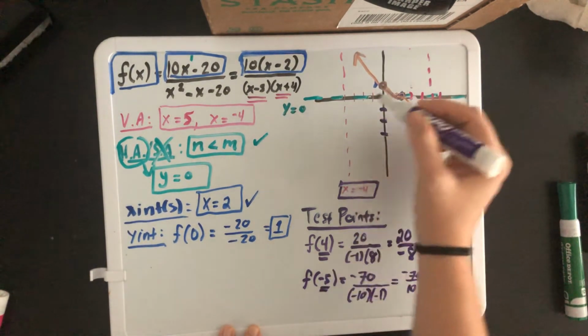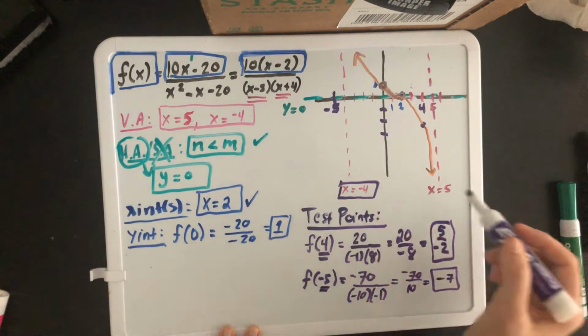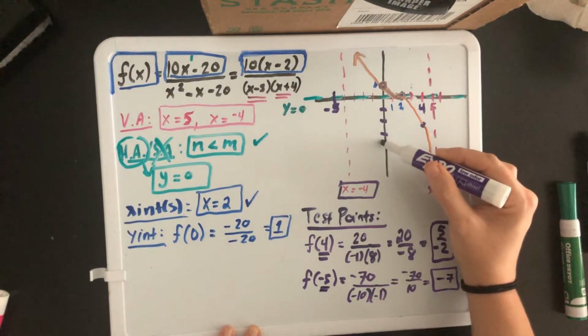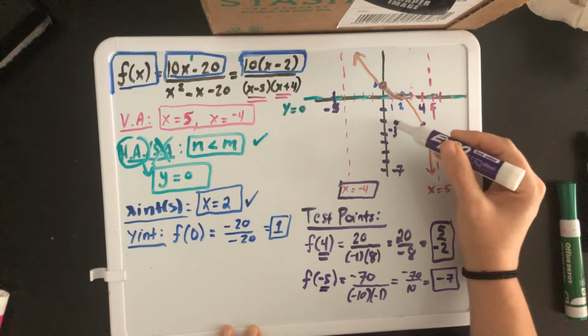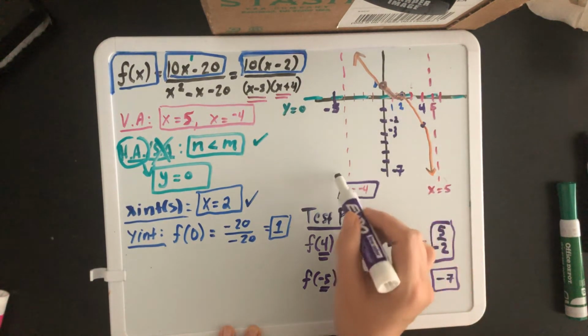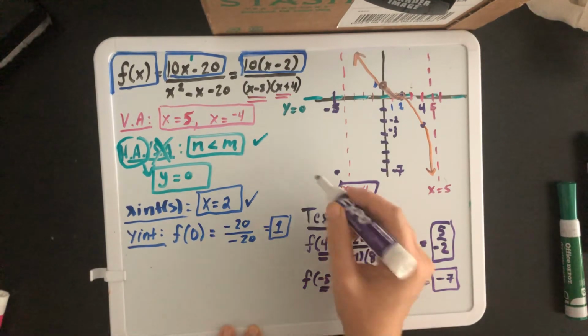So at -5, that's 1 to the left here, I need to go down 7 units. And that's where my point is. 4, 5, 6, 7. So here's -7. This was -3. This was -2. So somewhere down here is another test point at -5, -7.